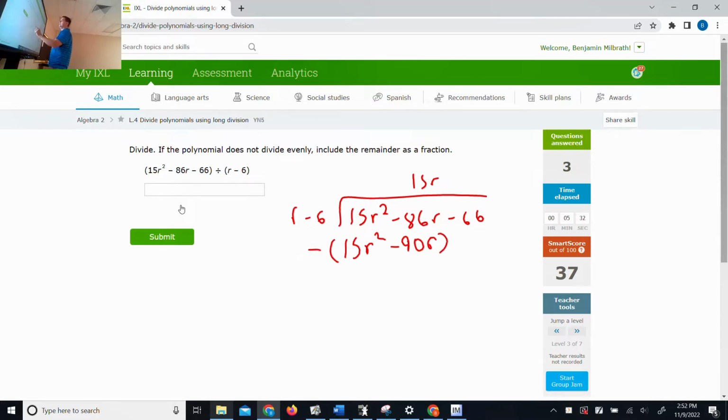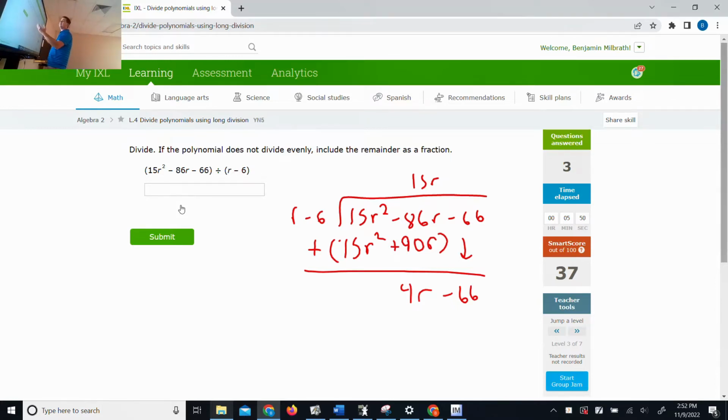Subtract, that changes that to a negative, that to a positive. Now I get to use addition. So I can add down. I'm going to have 4r, and then just like it was in 5th grade, I'm going to bring down this negative 66. Remember doing long division a long time ago?